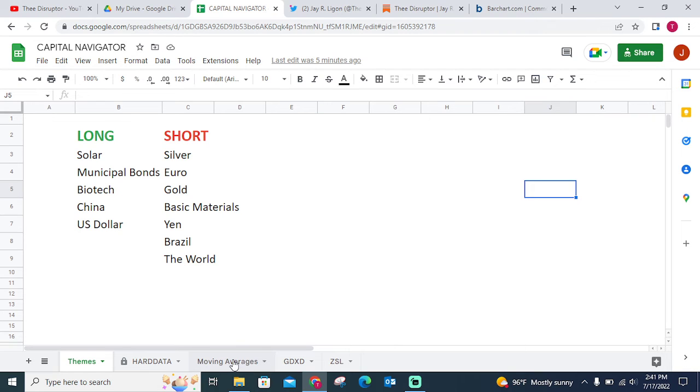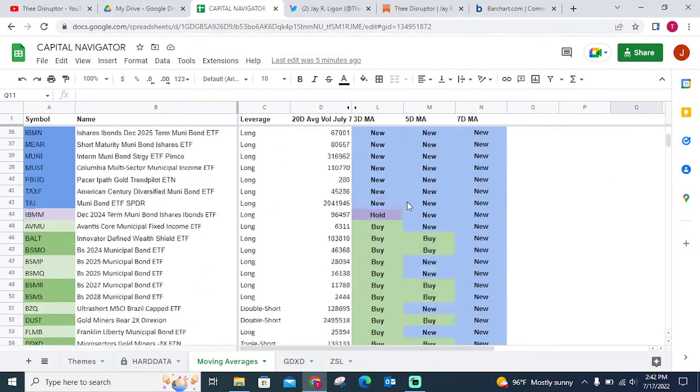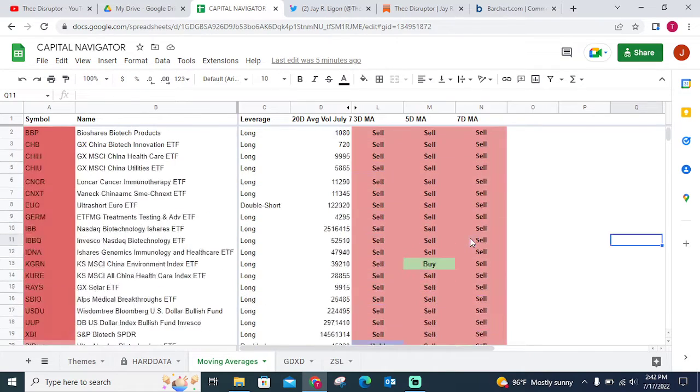But I want to show you kind of how we've been progressing because I've been working on Capital Navigator pretty heavily since the last video, trying to figure out how to improve it, how to expand it. And one step here is that we have expanded the moving averages. Now, instead of having a value, what we have here is simply buy, hold, sell, or new signals. And so you can see here, these are all things that are selling on the 3-day, the 5-day, and the 7-day. And what that means is that price is below those moving averages, right?